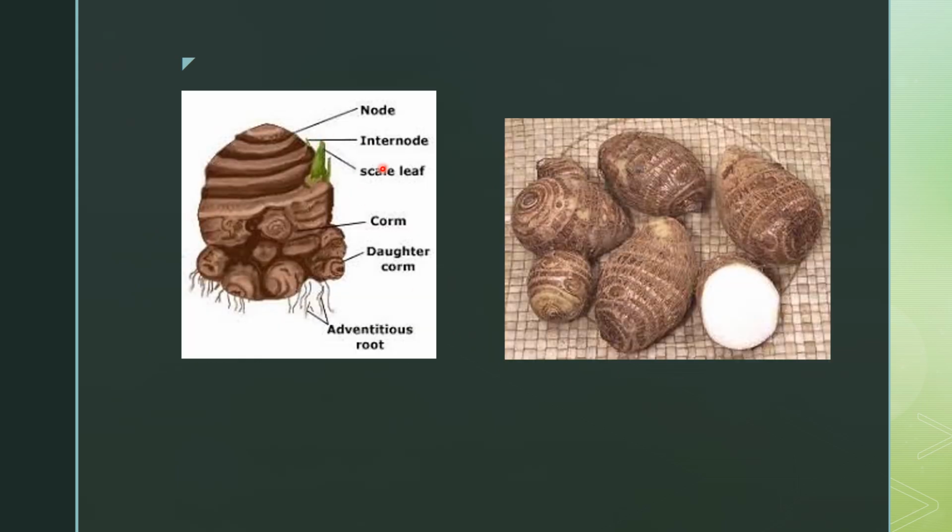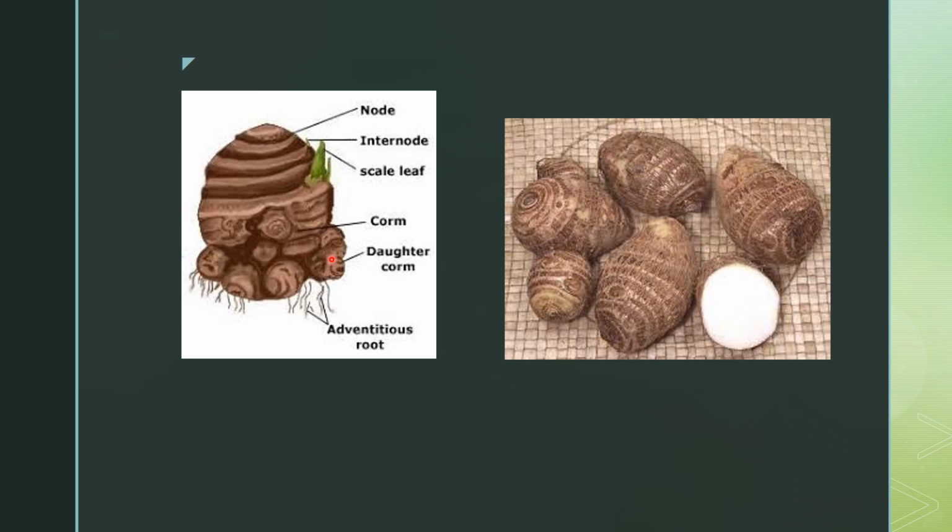This is a corm of the Colocasia plant. There are scale leaves, and also adventitious roots all around or at the base of the corm. And also you can see the nodes and internodes. As you know, the internode is the space between two nodes, and also there are scale leaves.